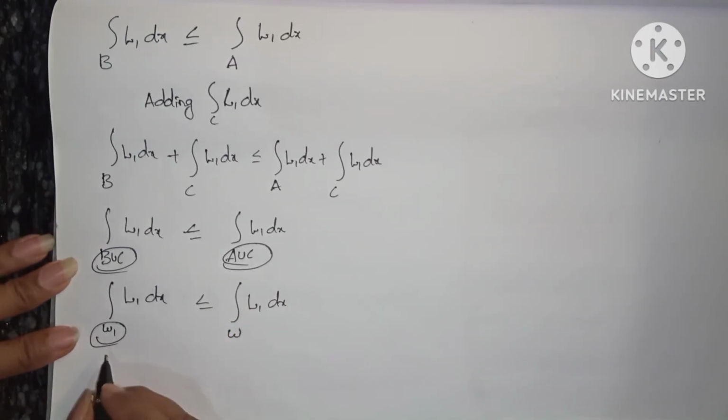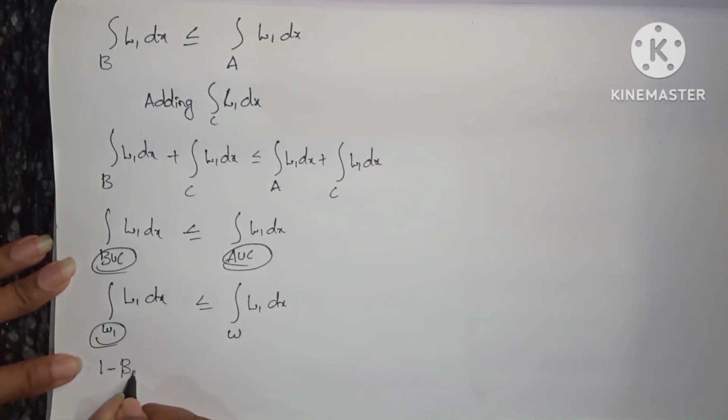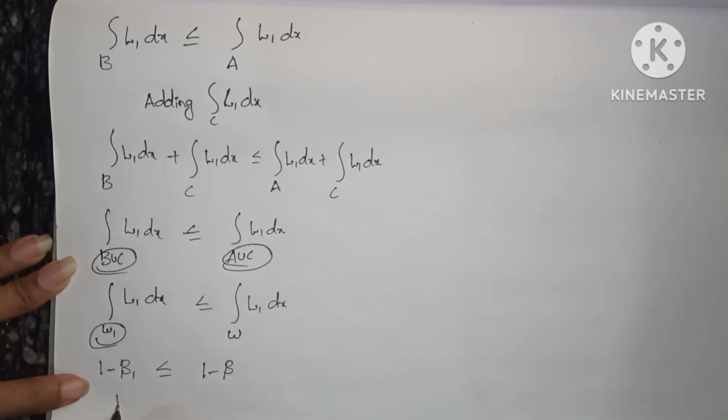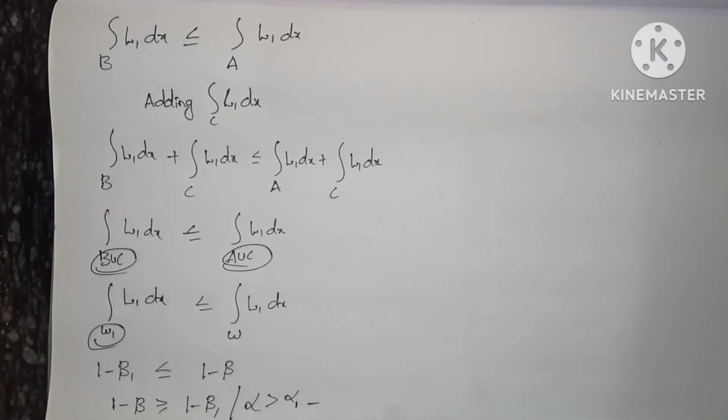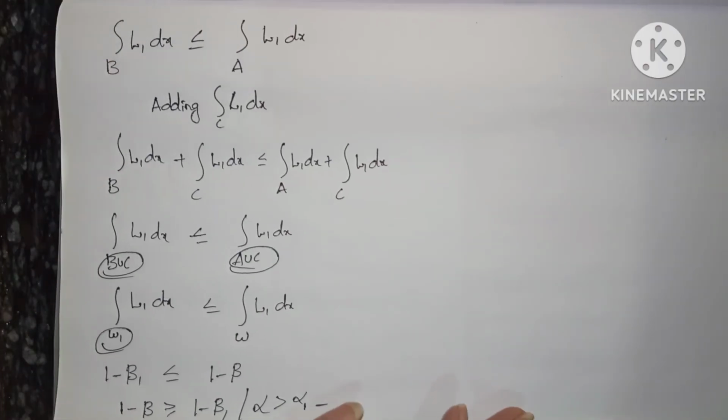So omega 1 is what? 1 minus beta 1. So less than or equals to 1 minus beta. Or else we can say that 1 minus beta greater than or equals to 1 minus beta 1. Or else we can say that alpha greater than alpha 1 also. Okay? So this is about the Neyman-Pearson lemma theorem.